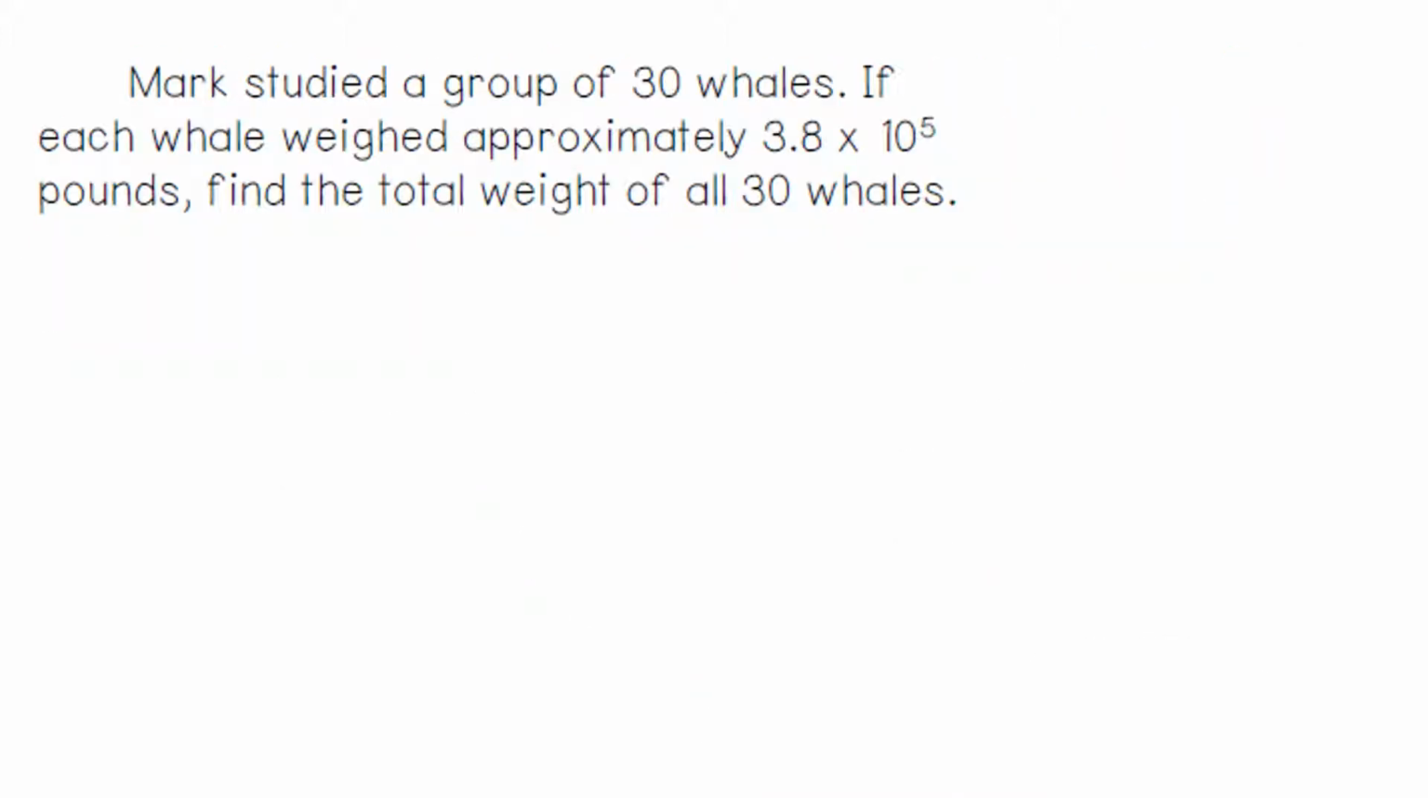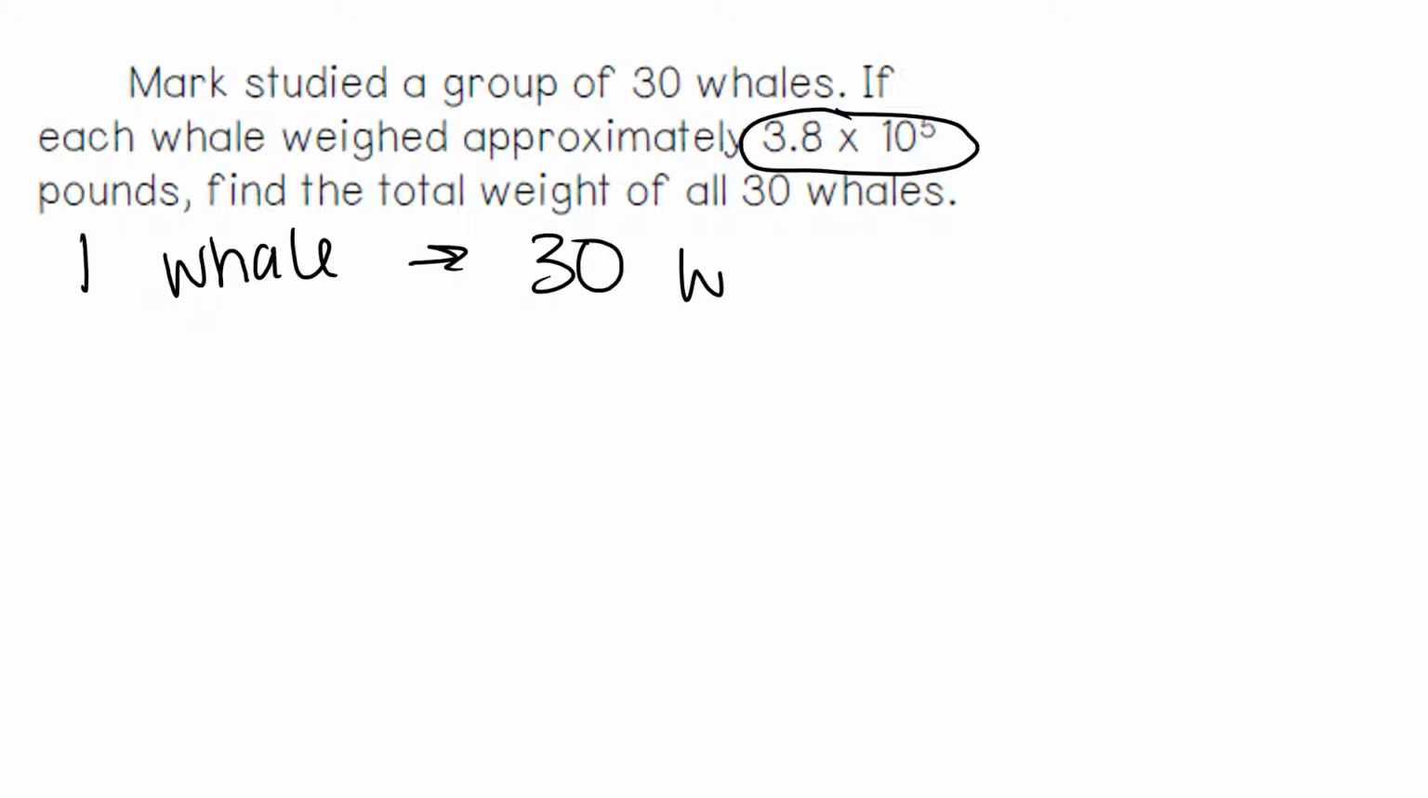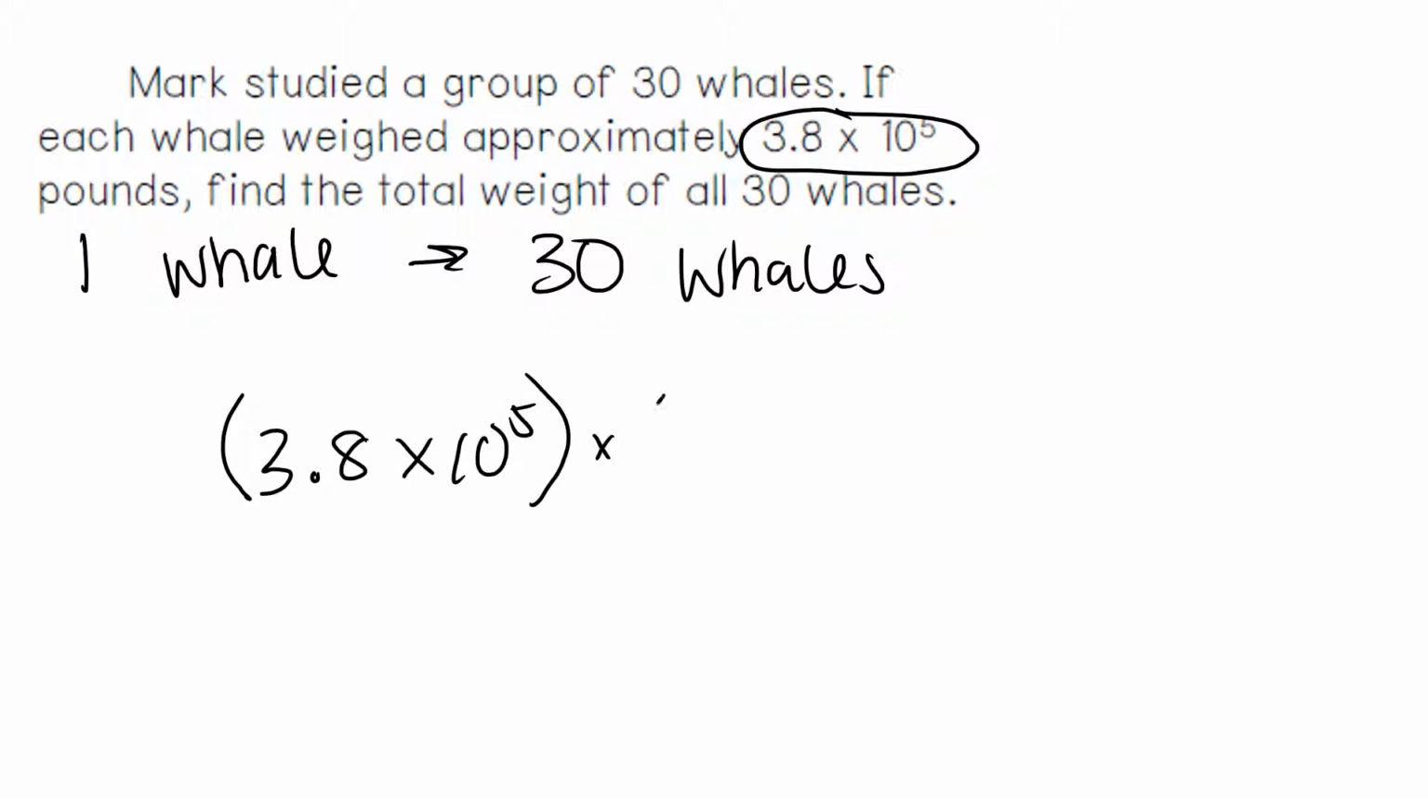Mark studied a group of 30 whales. If each whale weighed approximately 3.8 times 10 to the 5th pounds, find the total weight of all 30 whales. So again, we're going from one whale, because one whale weighs 3.8 times 10 to the 5th, to figuring out 30 whales. So again, going from 1 to many means multiply. So we're going to multiply our two numbers, 3.8 times 10 to the 5th, we write it in parentheses, and we multiply it by the second number, 30. When we type it in on the calculator, we type the entire problem in parentheses. And the calculator gives us the answer of 114, followed by 5 zeros.